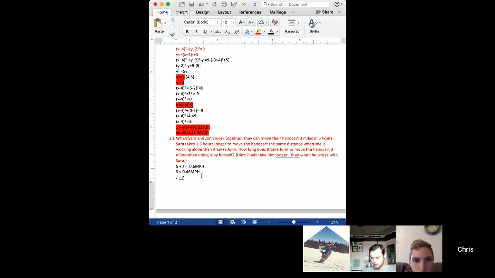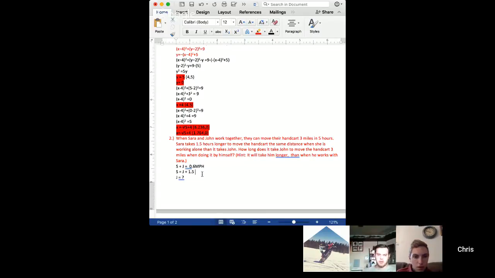Sarah takes 1.5 hours longer to move that handcart the same distance when she is working alone than it takes John. So we have to find John first in order to find Sarah. Sarah is John plus 1.5. So you're doing S plus J times 1.5, or S times 1.5 plus J? I would say S equals J plus 1.5. That makes sense.